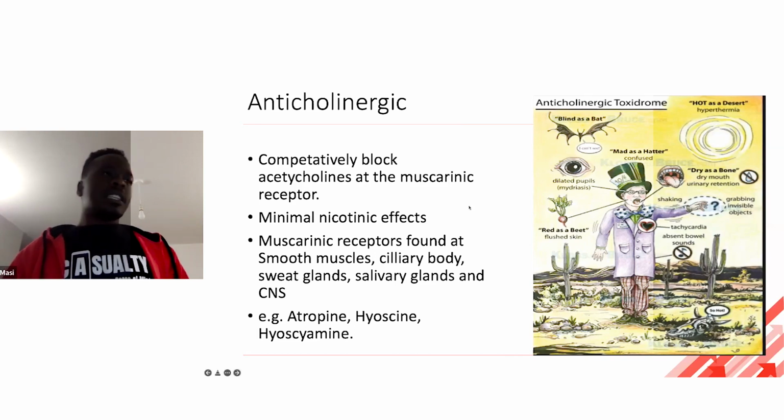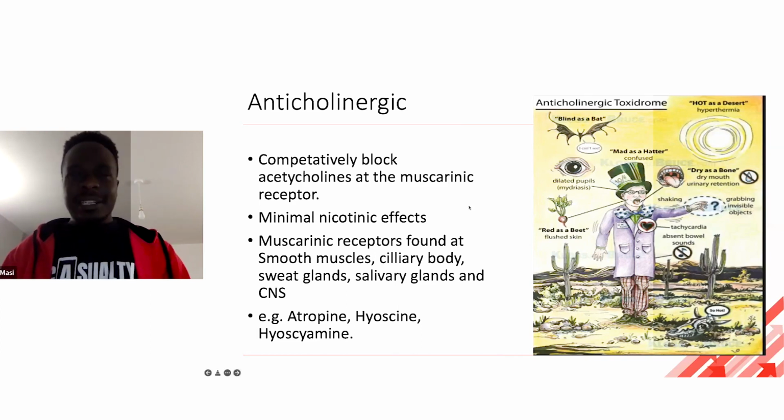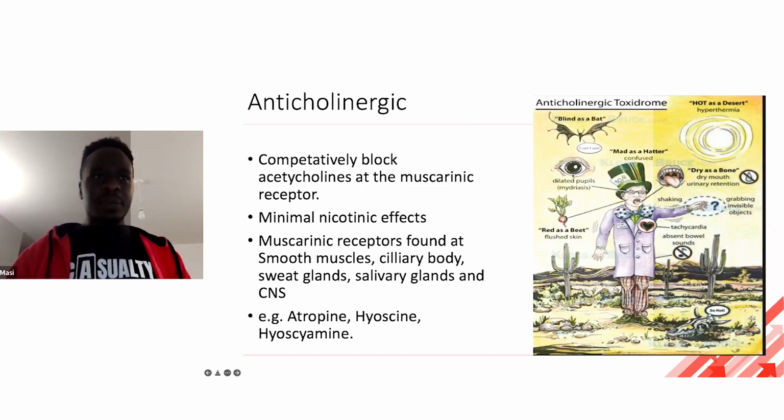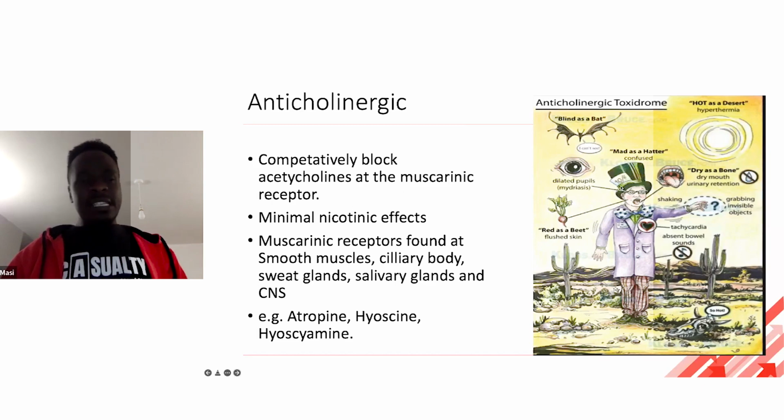For anticholinergic toxidrome, there's a nice mnemonic to remember it, and it's this dude over here who's supposedly blind as a bat. The patient has dilated pupils, mydriasis, and as a result cannot see, so they're blind as a bat. They're mad as a hatter because they're quite confused. Then they're dry as bone. Remember, the other toxidrome patient was producing too many secretions. This one, on the other hand, produces very little secretion and retains urine.